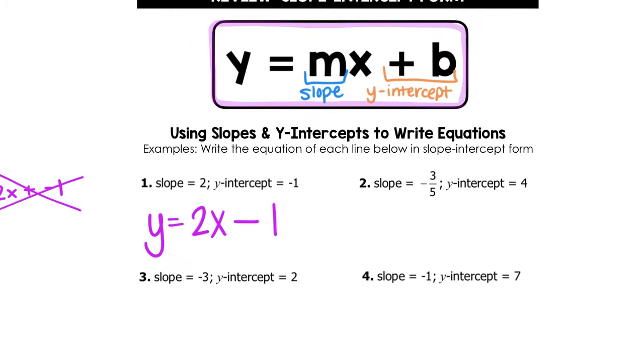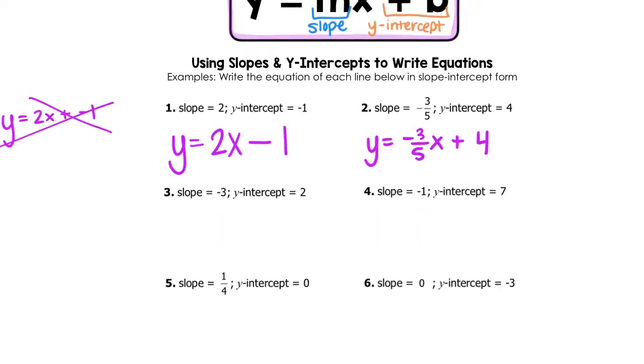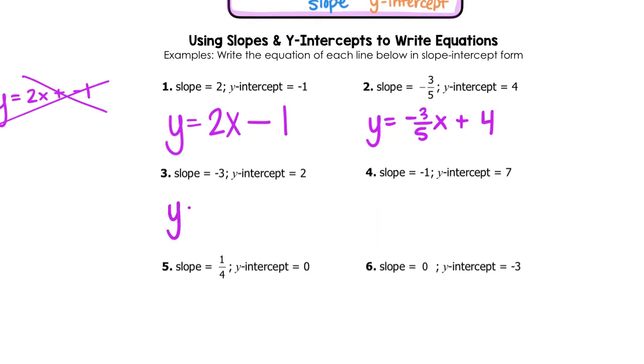So let's keep going. This one, again, same thing. Slope is going to be in front of the x. So it's going to be y equals -3/5x. This time our y-intercept is positive, so we're going to put +4. Same thing with the next one here. y equals -3x. The y-intercept is positive, so we're going to do +2.